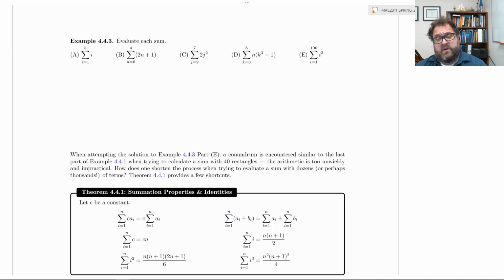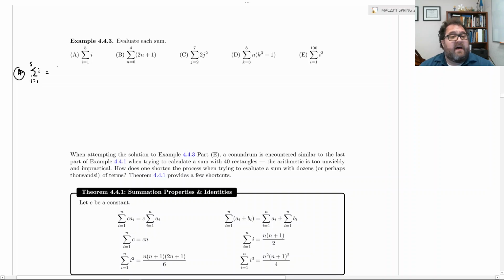But then I want to run into examples that may be a little tougher, which we're going to have some properties for, as you can see towards the bottom of the page, that will allow us to work with tougher ones. Now, to start with, let's look at a couple that work out fairly easily. This first example, A, we have the sum from i equals 1 to 5 of i.